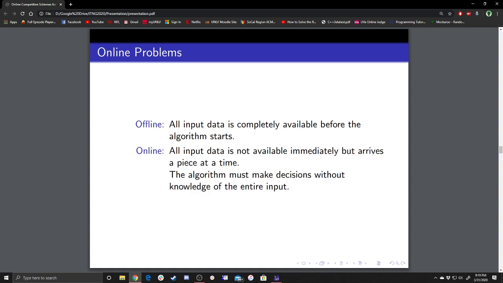The online algorithm does not have the entire input given immediately. It gets little inputs step by step, one at a time, essentially. It has to make decisions without any future knowledge, without any assumptions at all. You have to make a decision to try to minimize your cost.